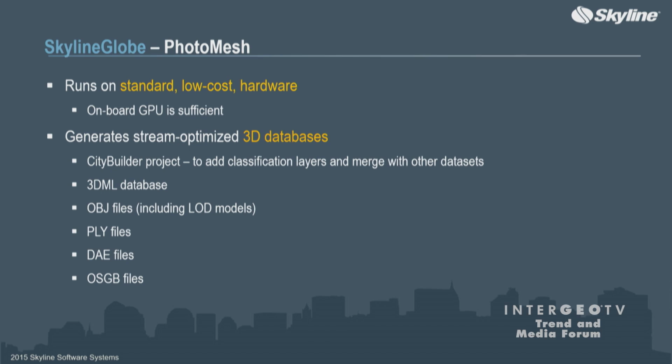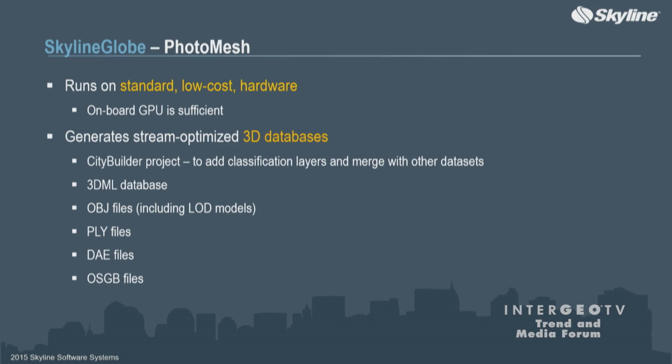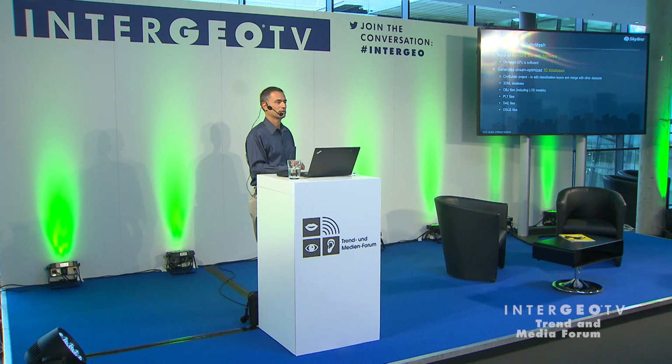Another thing which is unique about PhotoMesh is that it can run on standard hardware. You don't need a dedicated piece of machine to run PhotoMesh, so I can run it on my laptop. It can use the video card, the local GPU, on any kind of machine to leverage any kind of power that you have in the machine. And it generates very optimized 3D databases. Another unique thing about PhotoMesh and about our technology is that these data sets are not just a mesh, but they can actually be annotated, and they can have information coming in from different feature layers.